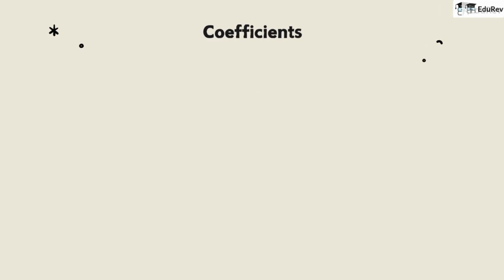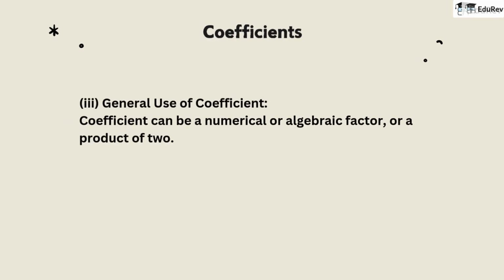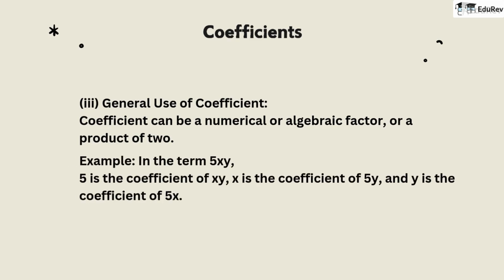Let's look at the general use of coefficients. A coefficient can be a numerical or algebraic factor, or even a product of two. For example, in the term 5xy, 5 is the coefficient of xy. Similarly, x is the coefficient of 5y and y is the coefficient of 5x.